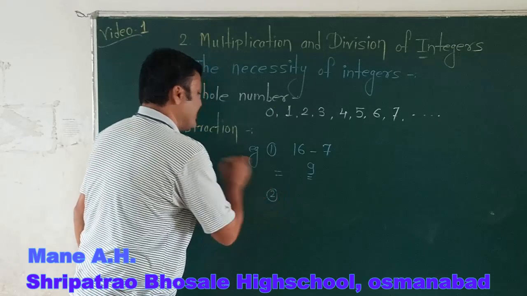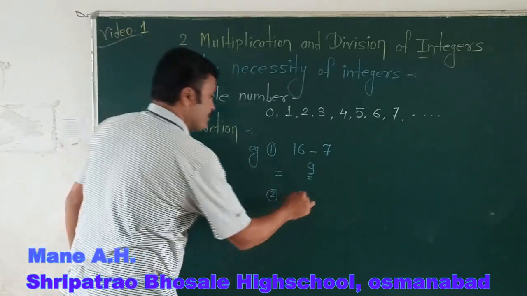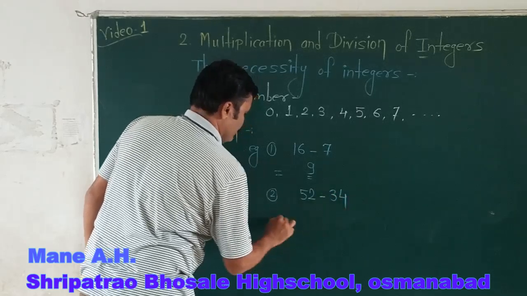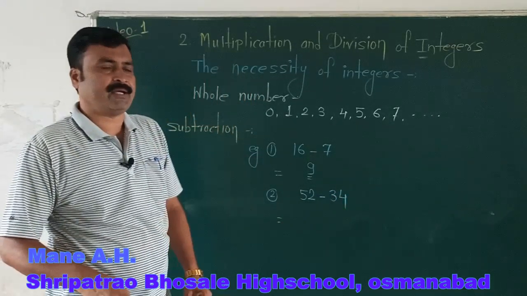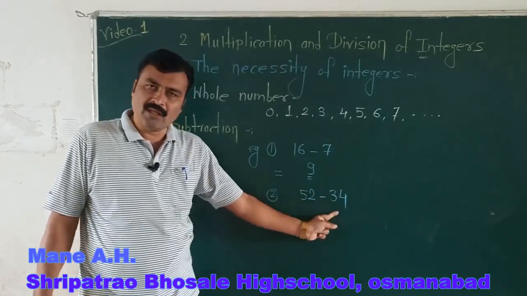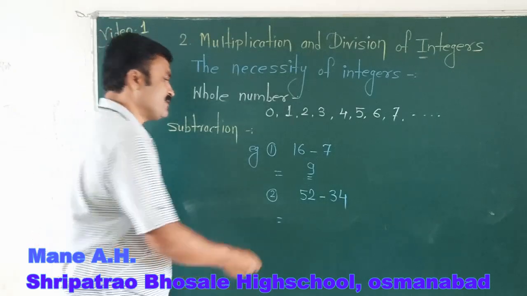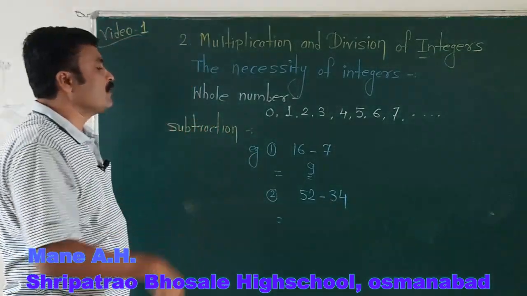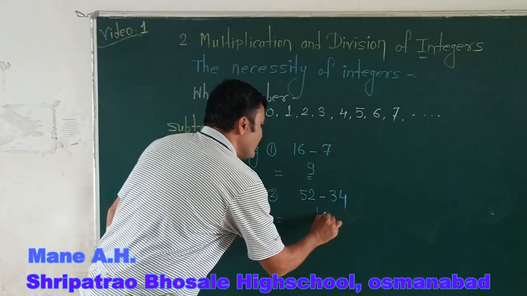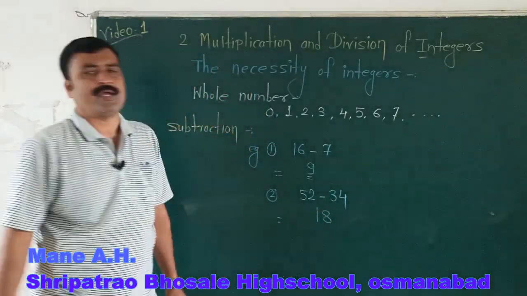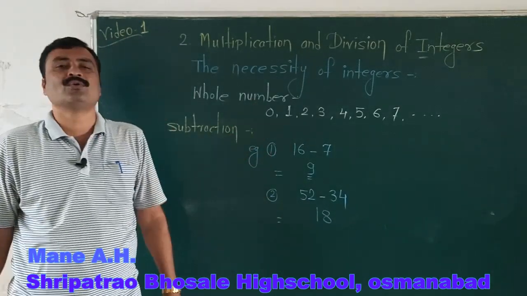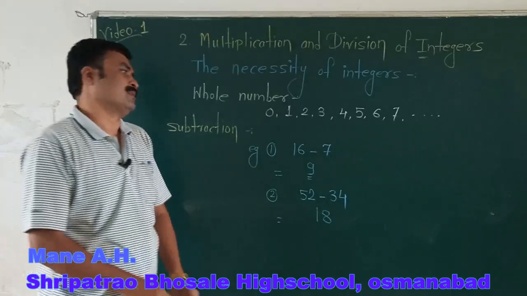Let's take the second example, in this way. 52 minus 34. Somewhat two-digit numbers here I am taking. 52 minus 34. Both are whole numbers here. And if you make their subtraction, if we subtract 34 from 52, I think we should get the answer as 18. And if you think about 18, it is also included in the group of whole numbers.